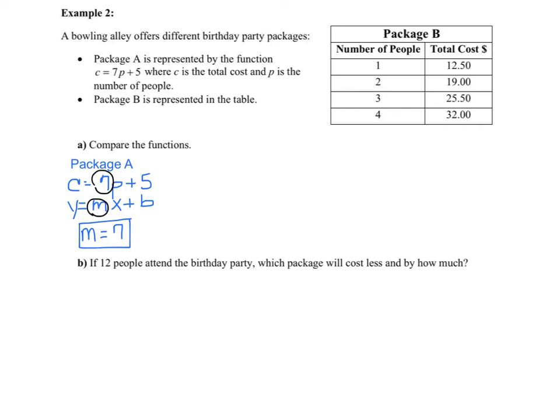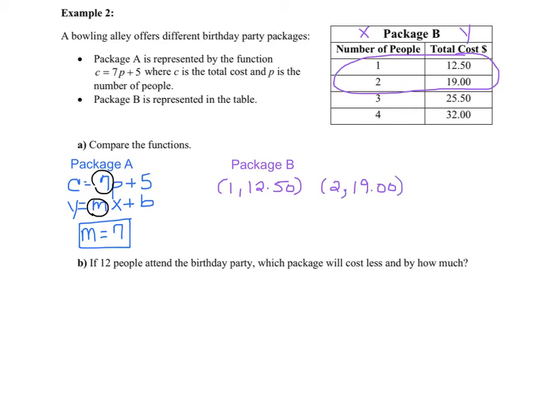All right, so now let's look at package B. In package B, we're given a table. And when we're given a table, we want to use our slope formula. Let's first identify our x and y value. So your number of people is your input, that's your x, and your total cost is your output, that's your y. So let's first pick our coordinates. And our coordinates are going to be 1 and 12.50.